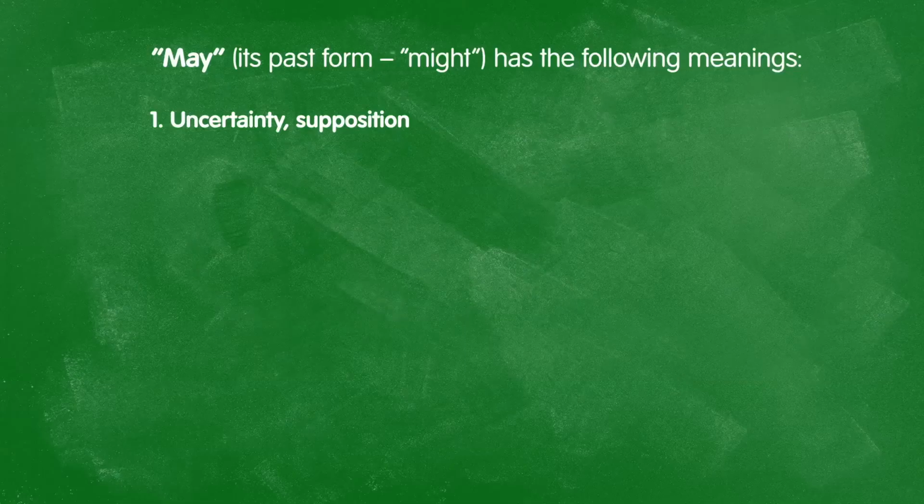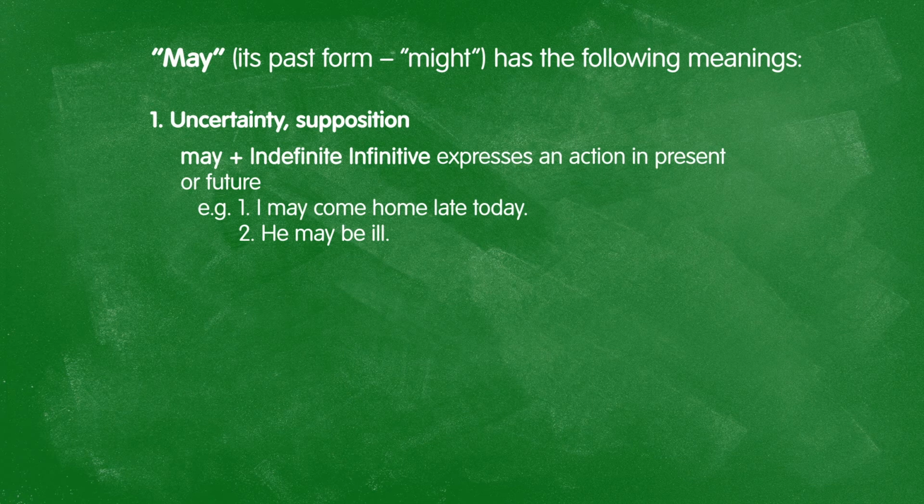Here, I'm expressing a possibility, and functionally, this works very similarly to could. In fact, I could still say, he said it could rain. Now, may and its past form, might, have the following possible meanings. One, I can express uncertainty or supposition. Like in the example, I may come home late today, and he may be ill.